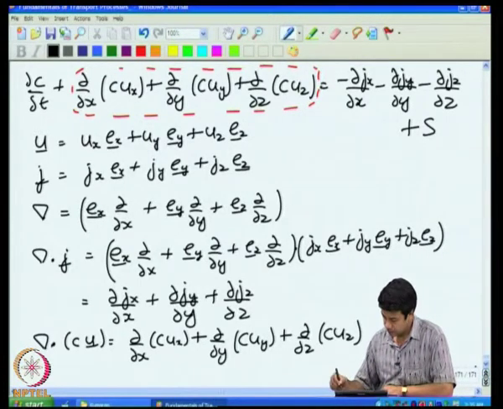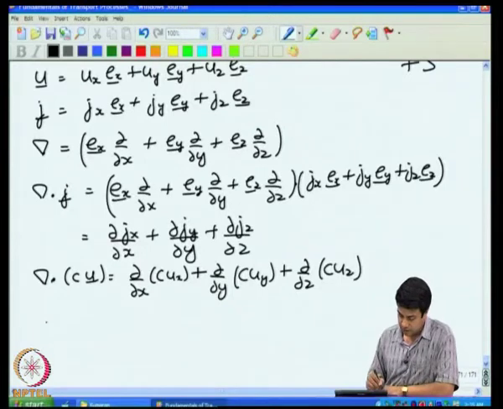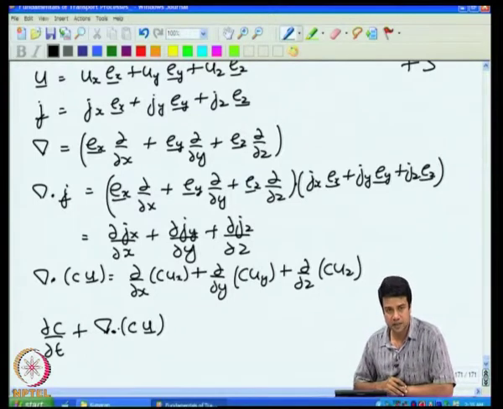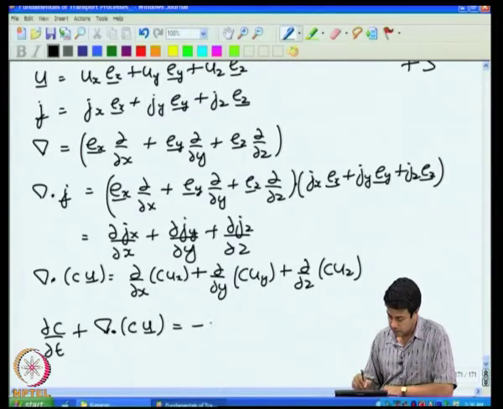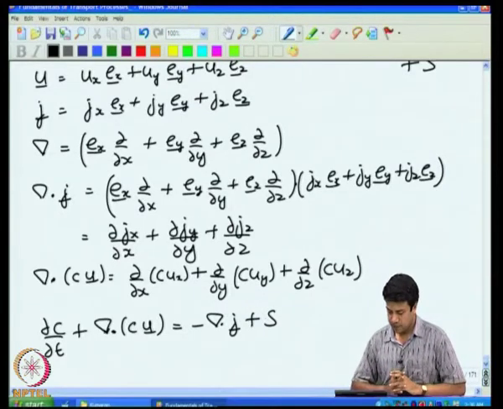which will be equal to d by dx of cux plus d by dy. Okay. So, if I use these, then the equation gets considerably simplified. The equation is just dc by dt plus del dot c times u. Okay. Note that this operator is acting on both c and u, is equal to minus del dot j plus any sources that are present. Okay. So, for a 3-dimensional system, this is the equation for the concentration field.